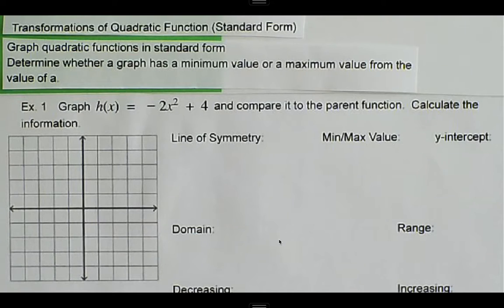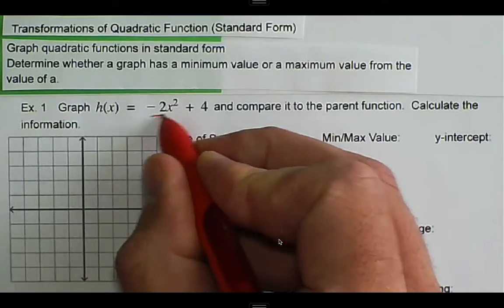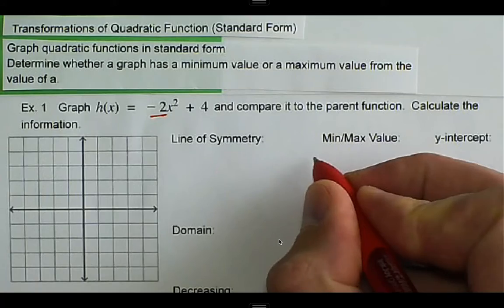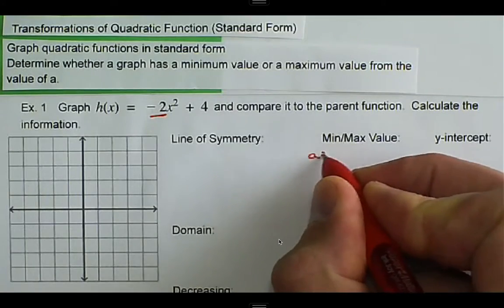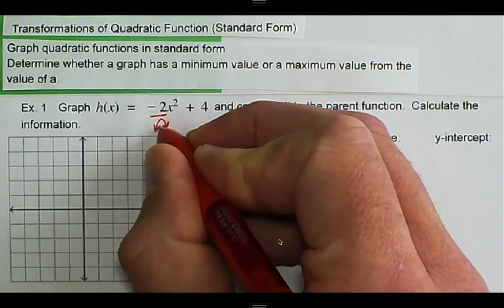We were talking about transformation of quadratic functions in standard form, and we want to graph quadratic functions and determine whether the graph has a minimum value or a maximum value from the a value. So this has an a value, which is -2. I know right off the bat, I'll write these down right here, the a value is -2, and so because of that, I know my graph is going to open down.